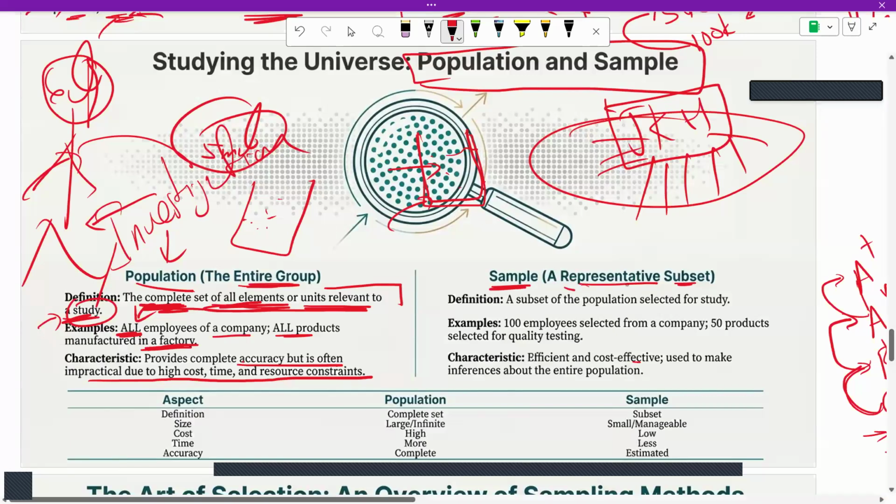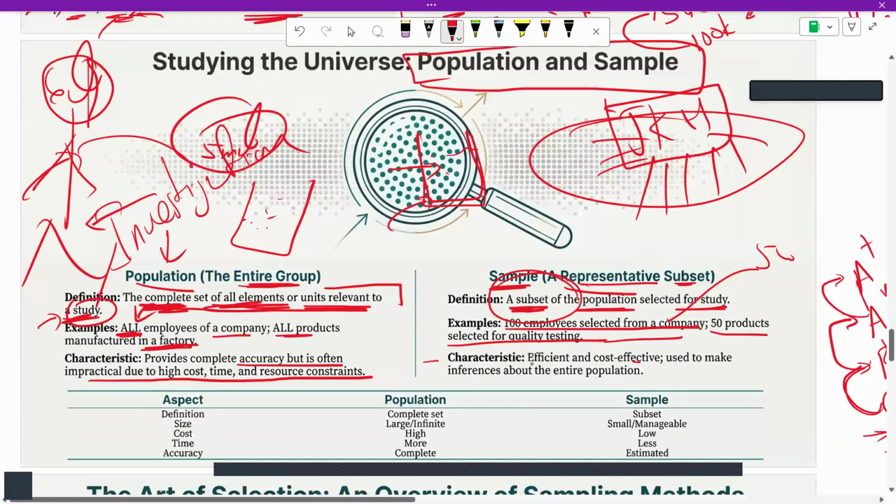A sample is a representative subset. The definition: a subset of the population selected for study. The term subset is very important. Examples: 100 employees selected from a company where 5,000 or 6,000 employees are working. You choose only 100 employees. Or 50 products selected for quality testing, though the company produces millions or thousands of products.